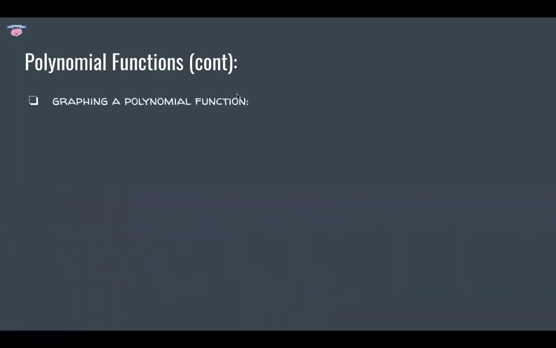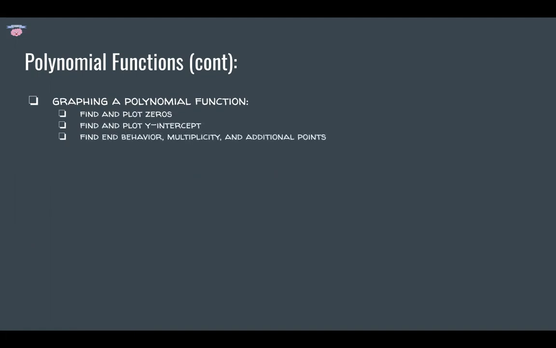To graph a polynomial function, it's basically sort of complicated, lots of steps. First, you find and plot the zeros. Then you find and plot the y-intercept. Then you find the end behavior, multiplicity, and additional points. And then you graph it. So I'll do a quick example with you. x cubed minus 6x plus 3.